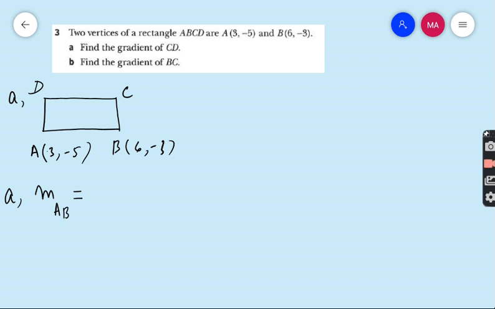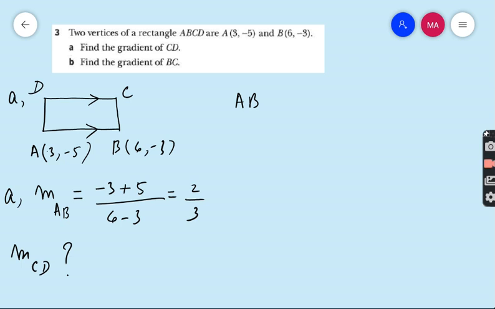How to find the gradient of a line? y2 minus y1 upon x2 minus x1. 5 minus 3 is 2, 6 minus 3 is 3. So 2 upon 3. Now, the requirement of the question is to find the gradient of CD. Student, very easy. In a rectangle, these two sides are parallel. AB and CD both are parallel.